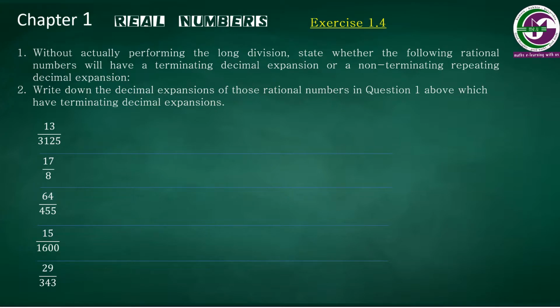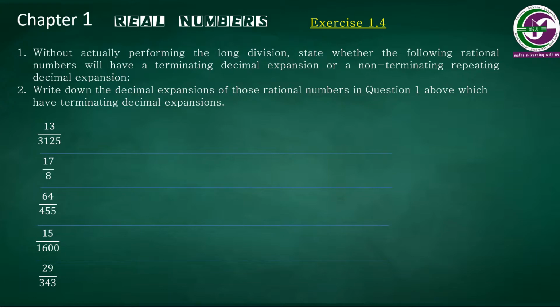Questions number 1 and 2, I'm doing together because 2 is a continuation of question number 1. Question number 1 is, without actually performing the long division, state whether the following rational numbers will have a terminating decimal expansion or a non-terminating repeating decimal expansion. And question number 2 is, write down the decimal expansions of those rational numbers in question number 1 above which have terminating decimal expansions. So if you identify that it has a terminating decimal expansion, you need to find it out.